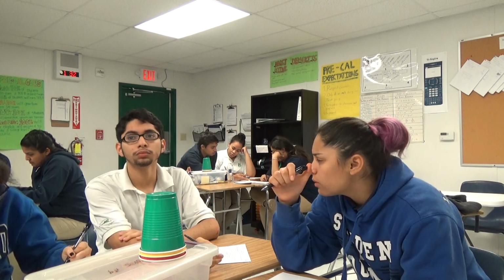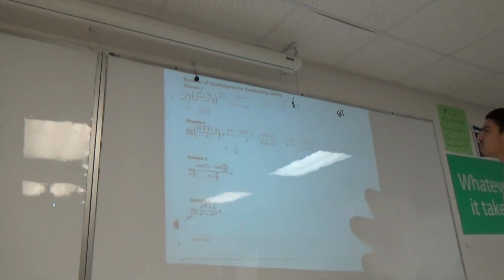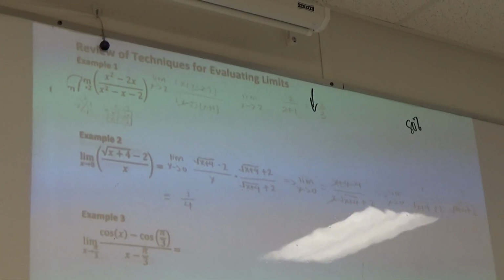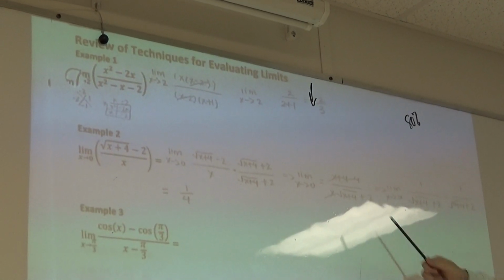Where did she get x plus 4 minus 1? X plus 4. Maybe I should show you, square that. The roots cancel each other out. Can you see that? If she only cancels the x's, that would still be 4 minus 4.